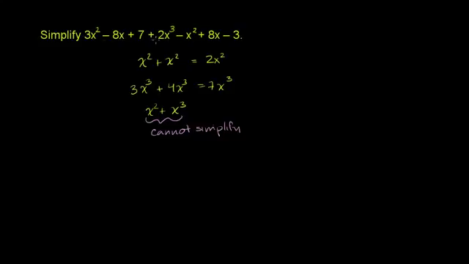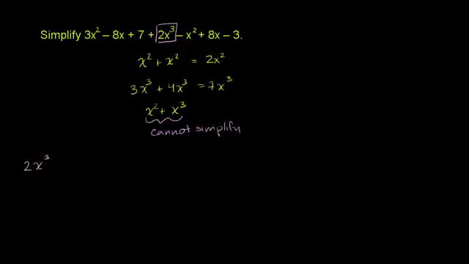The highest degree, or the highest exponent on an x here, is actually this x to the third. But it looks like the only one. It's the only place where we're raising x to the third power. So that can't be merged or added to or subtracted from anything else. So let's just write that down. We have the 2x to the third.